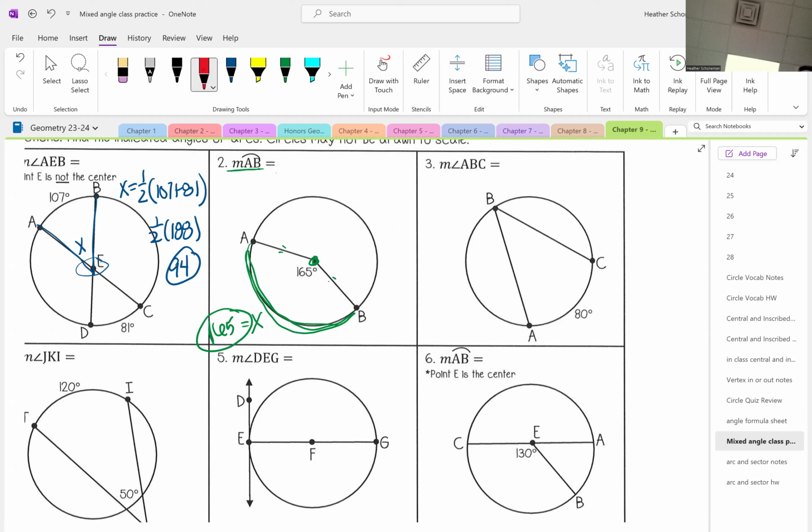Number 3, A, B, C. So I'm going to put my X where they want to find. This time the vertex is on the circle. So when it's on the circle, the angle, which is X, is 1/2 of the arc, which is 80.